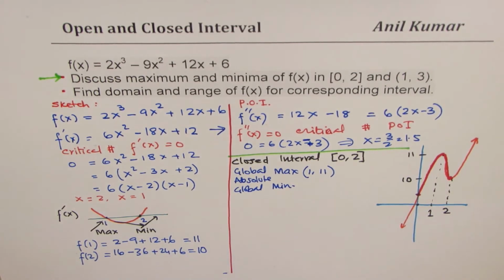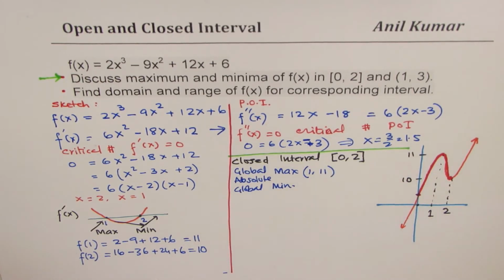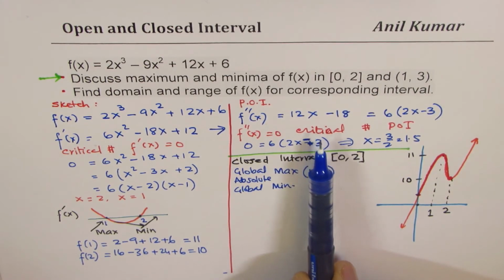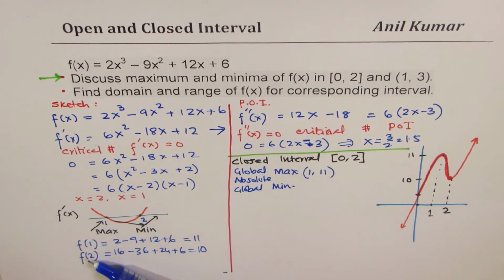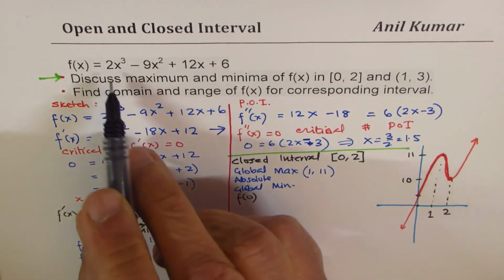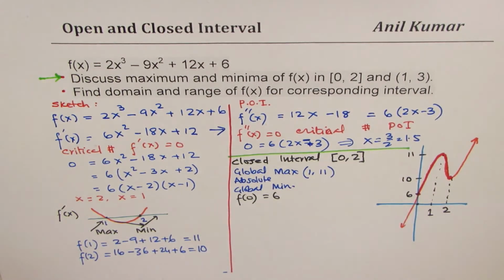So what should we do? That clearly indicates that whenever you're working in a closed interval, you have to find values at both these endpoints and at the critical number. We already found values at the critical number. We need to find the value also at 0. So let's substitute f of 0. If you substitute 0 here, clearly you get 6. So this value is 6 for us.